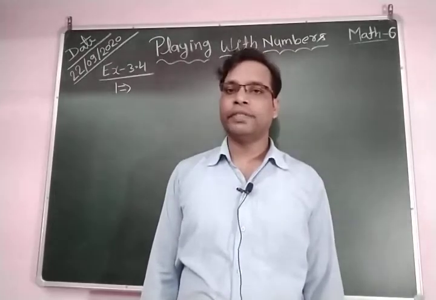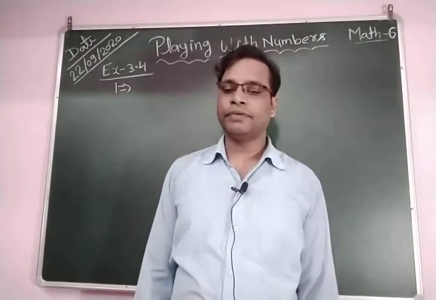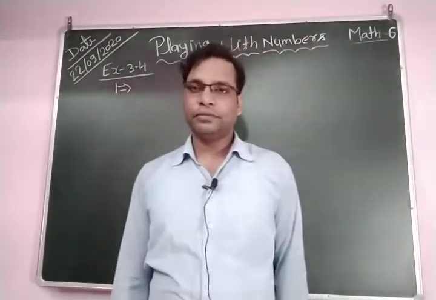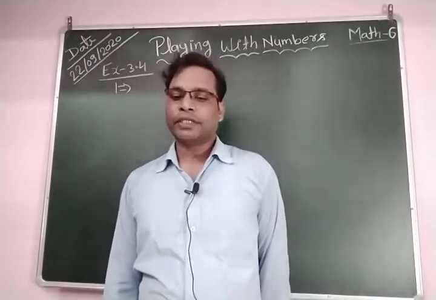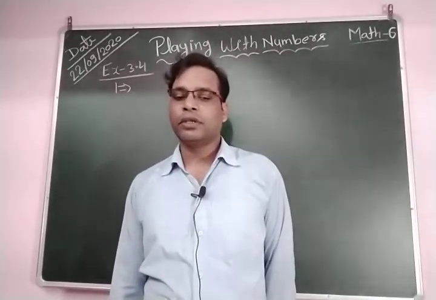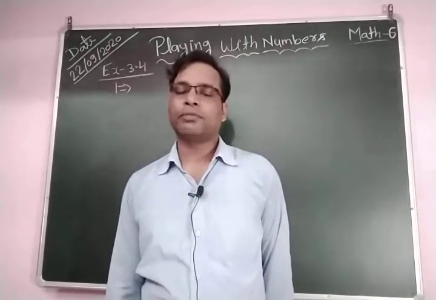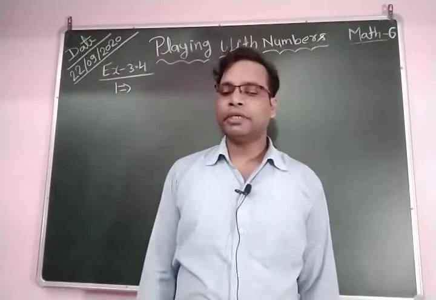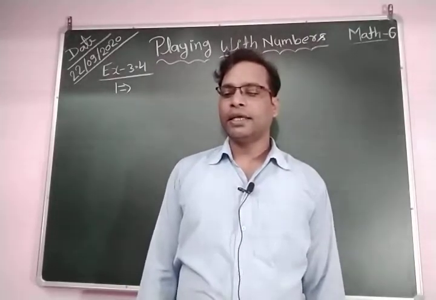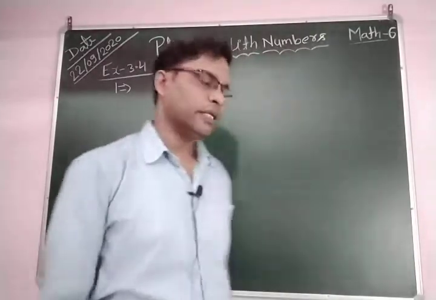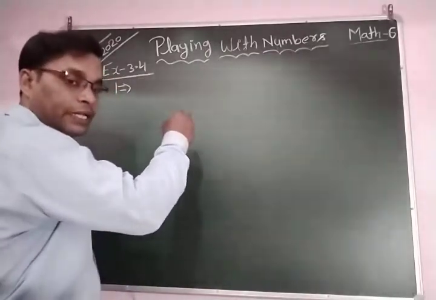Question number 1 of this exercise 3.5 is: which of the following statements are true? The first part, part A, of question number 1 is given: if a number is divisible by 3, it must be divisible by 9.